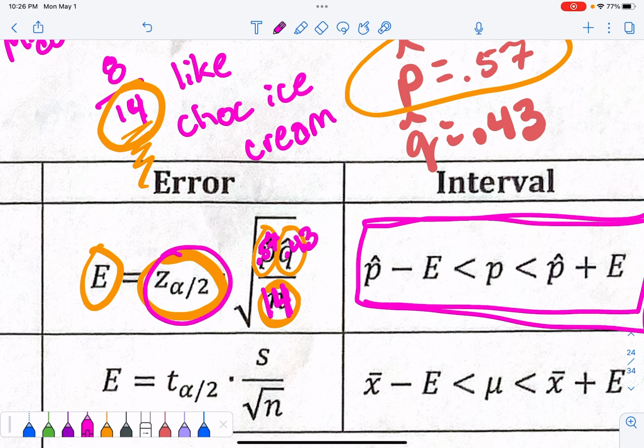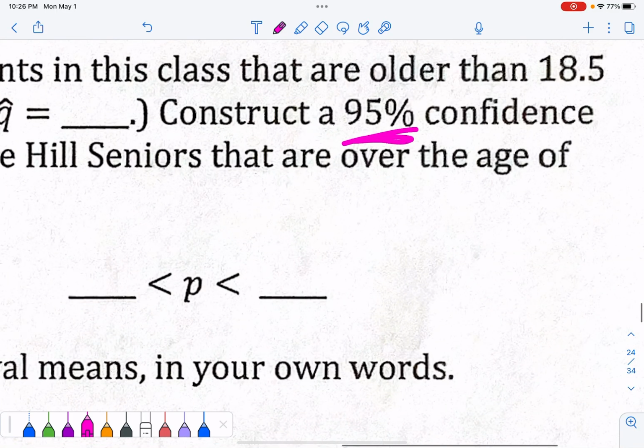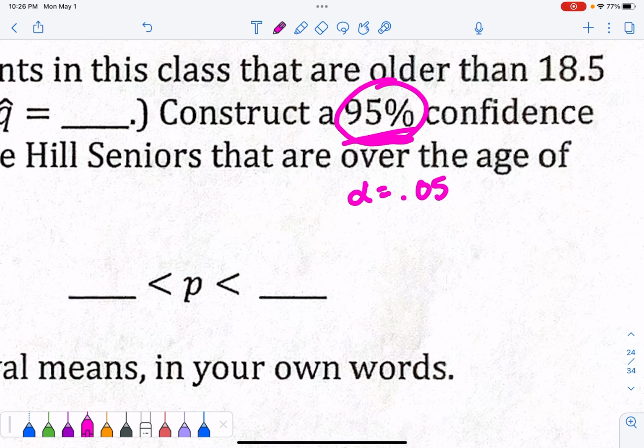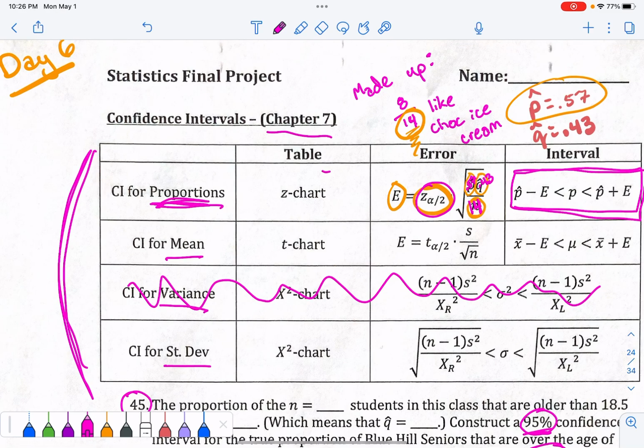Then we need to figure out what z is, okay? So they have to tell me what percent confidence. 95% confidence corresponds to an alpha value of 0.05, right? Sometimes they'll write it as alpha, and sometimes they'll write it as 95%. Those mean the same thing, okay? But when we're doing a proportion, we're looking at the z chart.